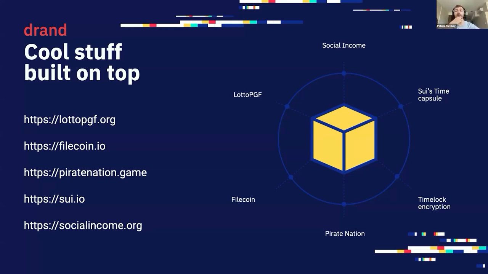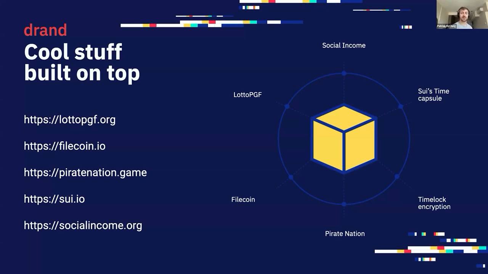And at the top there, Social Income is a not-for-profit that provides universal basic income for, at the moment, the poorest people in the world. So in Sierra Leone, donors throughout the world donate 1% of their income, and that's dispersed to the people who are most in need in Sierra Leone.